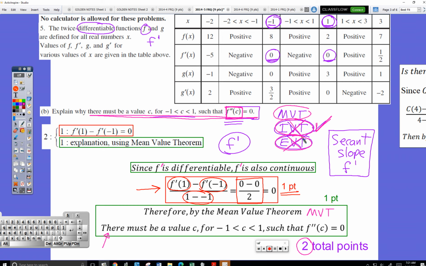So I thought mean value theorem because they do give me values of f prime, so I can find a secant slope of f prime, and if the secant slope of f prime is equal to 0, that means there must be a tangent slope on f prime, which is f double prime, that is also 0. So that's why I thought mean value theorem.